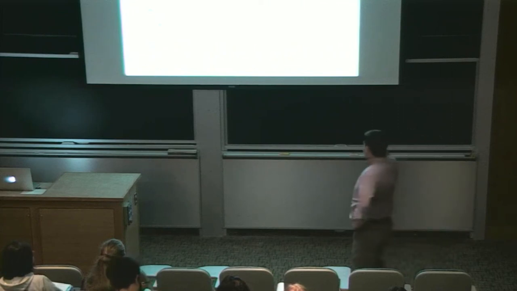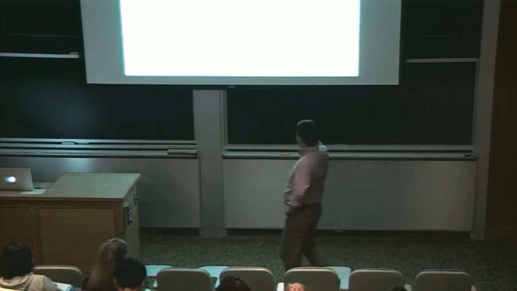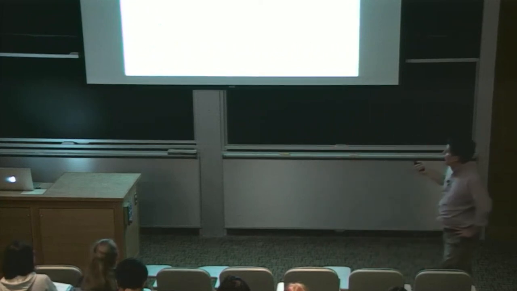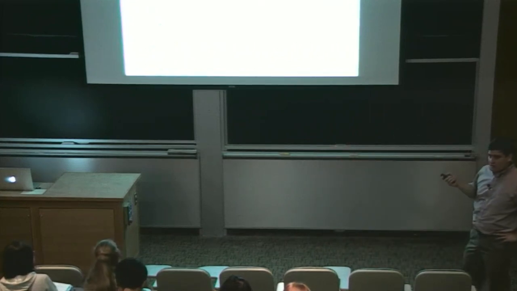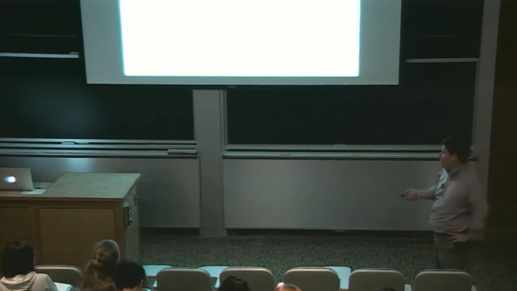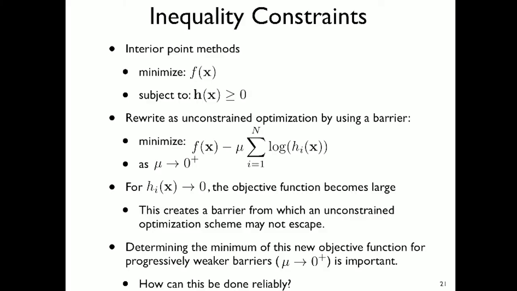Inequality constraints. So interior point methods were mentioned. And it turns out this is really the best way to go about solving generic inequality constrained problems. So these are problems of the sort: minimize f of x subject to h of x is positive, or at least not negative. This is some nonlinear inequality that describes some domain and its boundary in which the solution has to live.